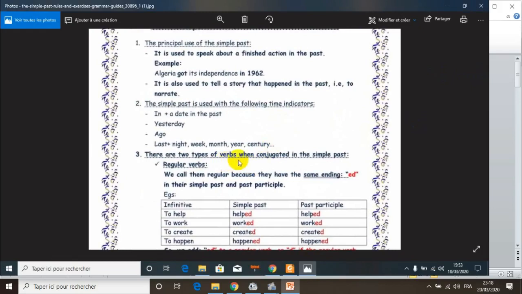There are two types of verbs when conjugated in the simple past. I repeat, there are two types of verbs when conjugated in the simple past. Now, regular verbs: we have no problem with regular verbs, since we call them regular because they have the same ending, ed. Regular verbs have no problem in their simple past and past participle.